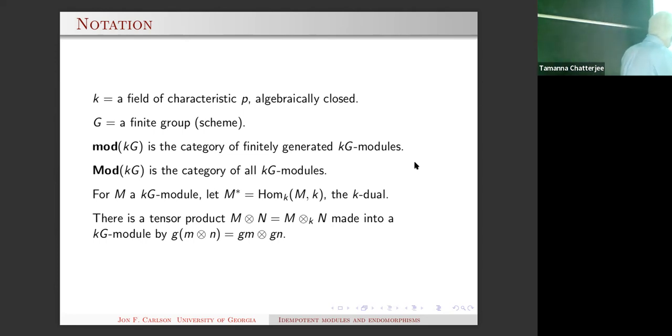We have a dual, though I'm not sure we're going to use that much. There's also a tensor product, which we will use. In the case where you're talking about a group algebra, this is a tensor product over the base field K. And it's made into a KG module by using the diagonal structure, that G times M tensor N is GM times GN. If you're using a different group scheme, you probably have a different Hopf algebra structure on this, but these are Hopf algebras, so this is what we want.